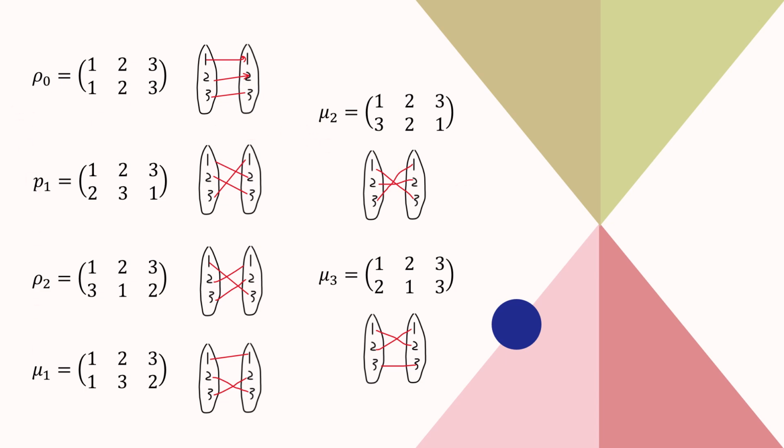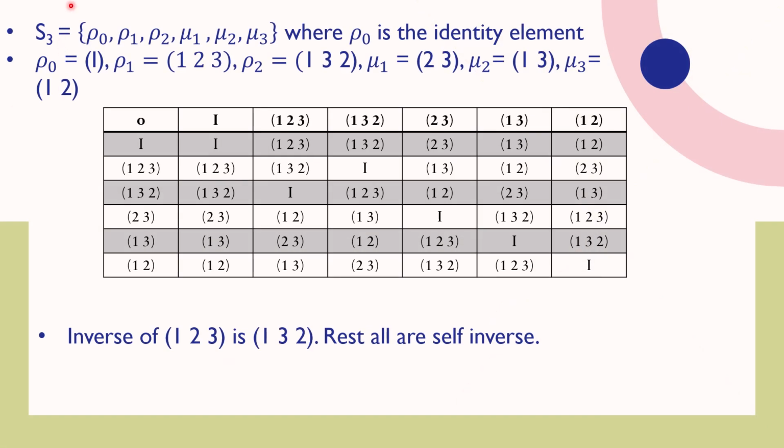In the next slide here we see that S3 is equal to rho 0, rho 1, rho 2, mu1, mu2 and mu3. So how many permutations are there inside S3? 6 permutations. Okay. So in the previous slide we saw the first one, which was rho 0, in which each element was mapped to itself, right? So that is the identity. So rho 0 is the identity in S3 over here. Okay, so rho 0 is identity, rho 1 is (1 2 3).